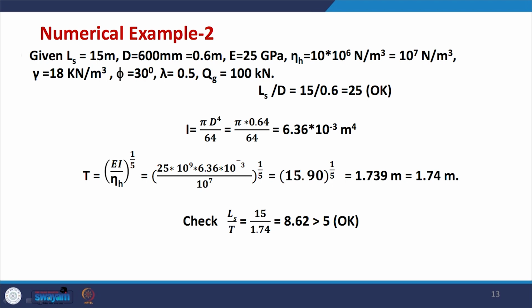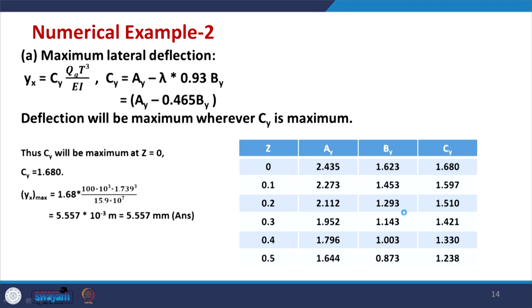So, for this value of T, apply the check that Ls by T, Ls is given 15 meter and that comes out to 8.65, this is greater than 5. So, it is ok, that means you can use the solution which has been developed for the long piles. And for this solution Ls by T, we continue with maximum lateral deflection, and maximum lateral deflection here is calculated as Yx equal to Cy Qz T cube over EI.